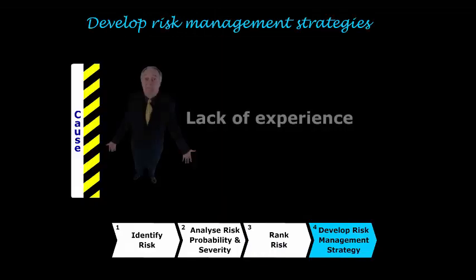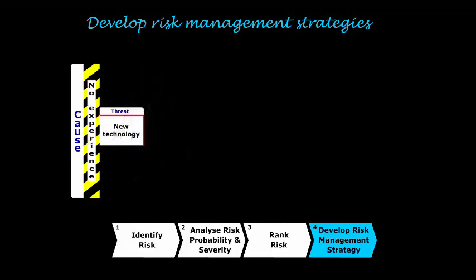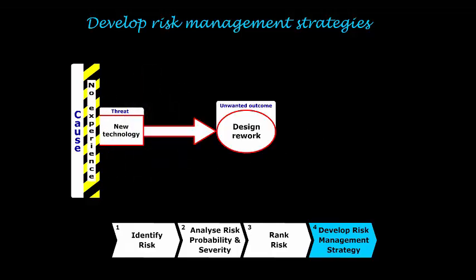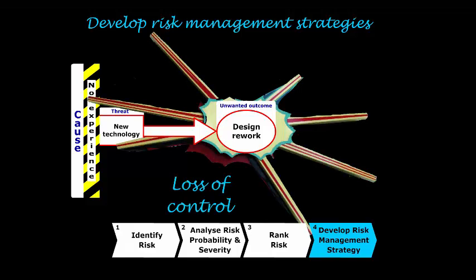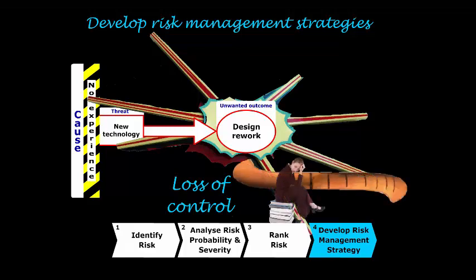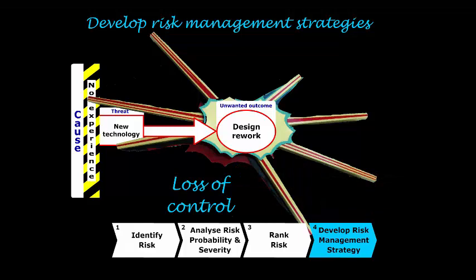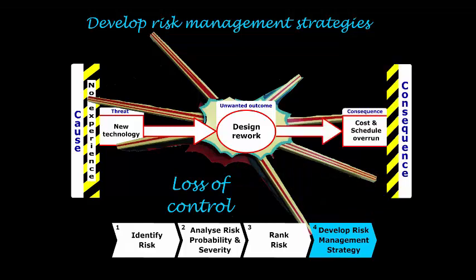All risks have some root cause. These causes present threats to our project. For example, lack of experience in a new technology is a threat. In the presence of a threat, we may have an unwanted outcome where we lose control of a situation. For example, mistakes made in applying a new technology may require us to rework our design. When we lose control, there are consequences. In this case, design rework may cause cost and schedule overrun.